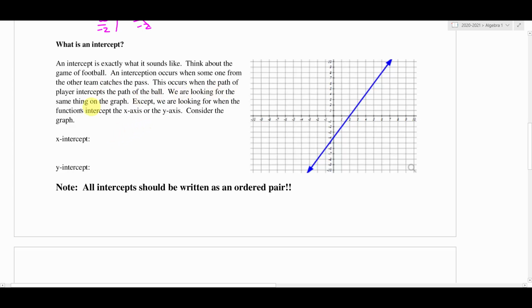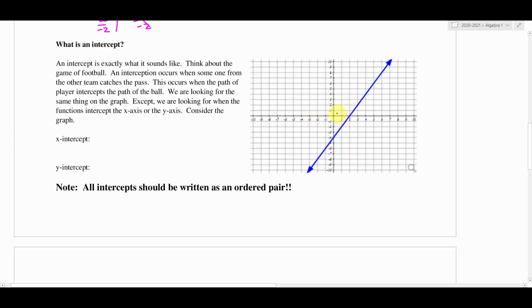So we're looking for the same thing on the graph, except we're looking for when the function, that would be the blue thing here, intercepts the x-axis or the y-axis. The x-axis is this horizontal line that runs across. The y-axis is the vertical line that runs across. And I want to know, when does this blue function hit either the x-axis or the y-axis? When does it cross over?